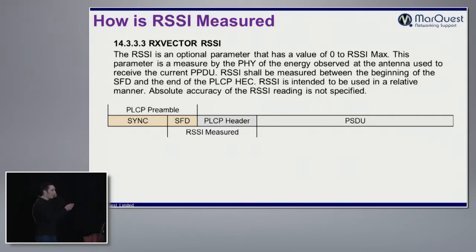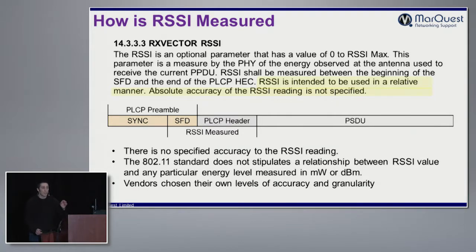The important bit here, though, is what it says next. The next part says RSSI is intended to be used in a relative manner. Absolute accuracy of the RSSI reading is not specified. So what we're saying there is there's no specified accuracy to the RSSI reading. The standard isn't trying to stipulate any sort of relationship between RSSI and any particular milliwatt or dBm value. So vendors basically can choose their own level of accuracy for this and their own granularity as well.